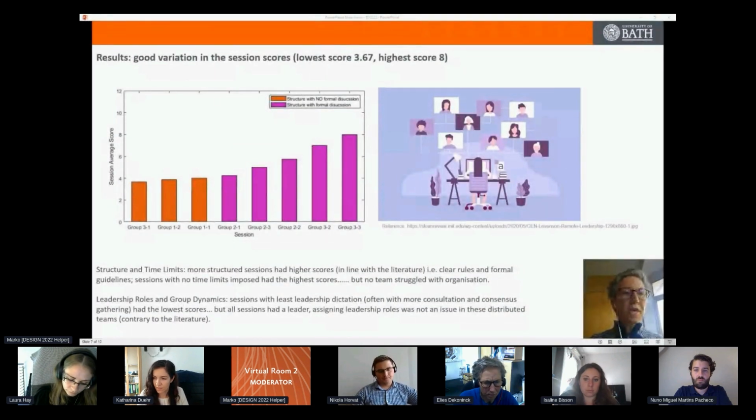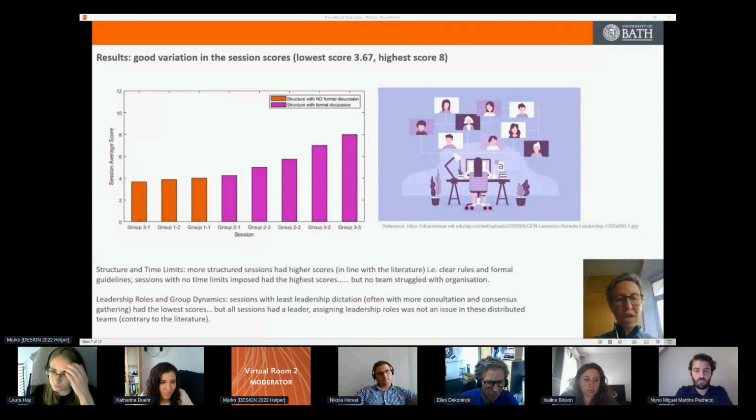We had a good variation in the session scores, from the worst session scoring 3.67 to the best session scoring 8. This allowed us to draw some conclusions on the challenges that we'd found in the literature. We draw conclusions on structure and time limits, and also on leadership roles and group dynamics. For example, on structure and time limits, we found that more structured sessions had higher scores, and that was in line with the literature.